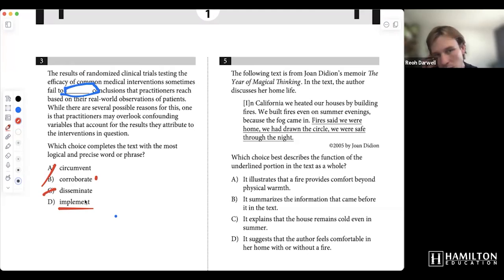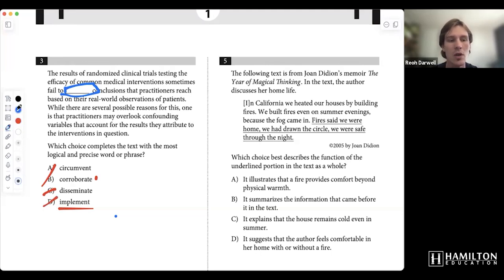Okay. To implement conclusions, though, you can't really implement, I mean, you can implement a conclusion, but to implement something means to make it real, to put it into the real world, right? It's almost the opposite of what we have here. This isn't the conclusions of clinical trials failing to be properly implemented in the real world. It's rather real world observations not being supported by randomized clinical trials.